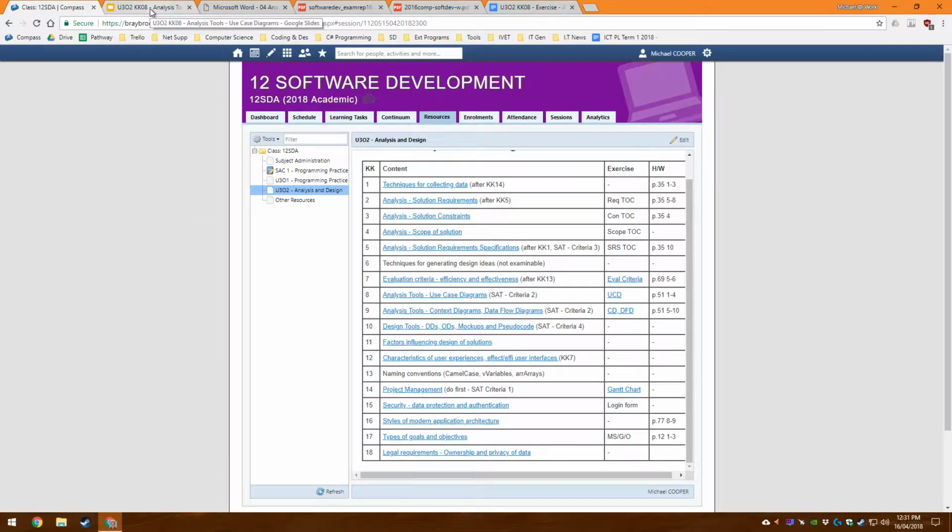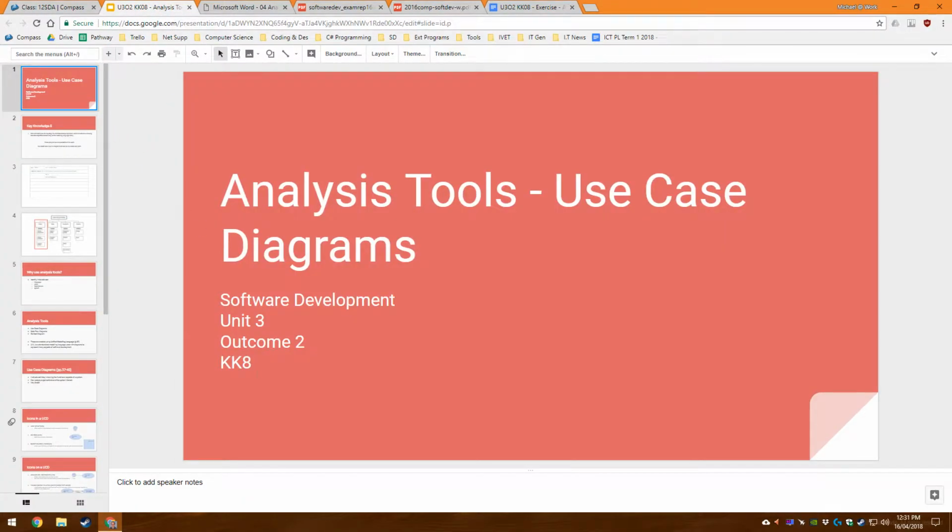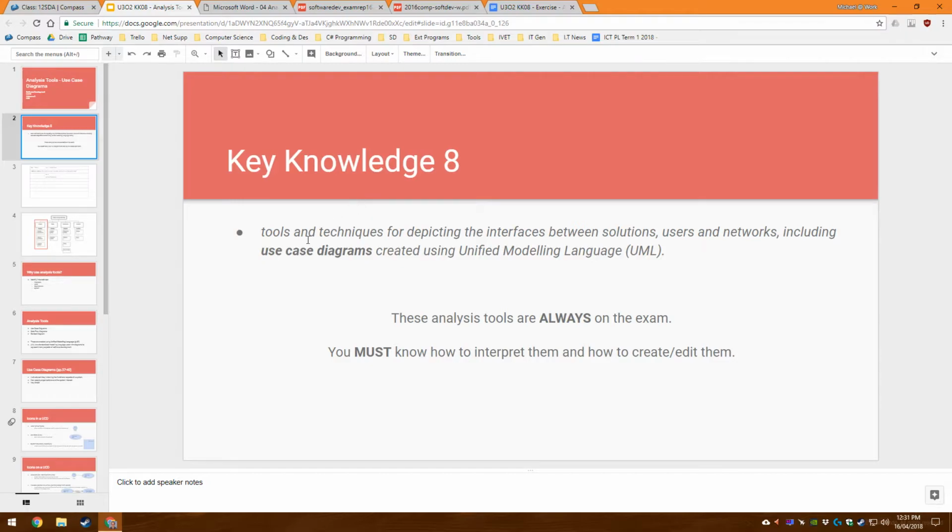I couldn't get this to work on my laptop, which would have had a nice webcam and things like that. Okay, so this is Key Knowledge 8, Analysis Tools. We're looking at a use case diagram. Okay, so here's the actual key knowledge. So, sorry if I'm probably going to go a little bit quick. I'll try and slow myself down.